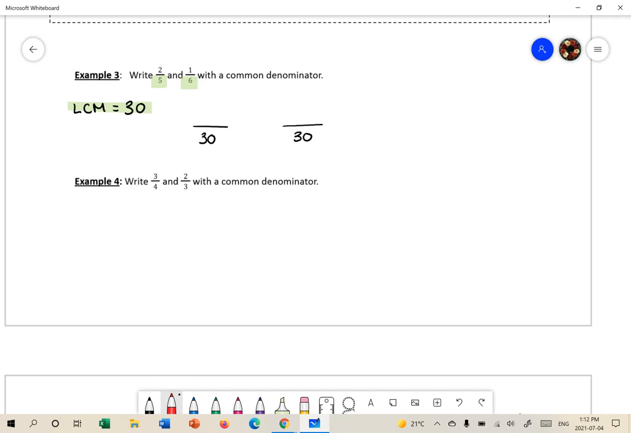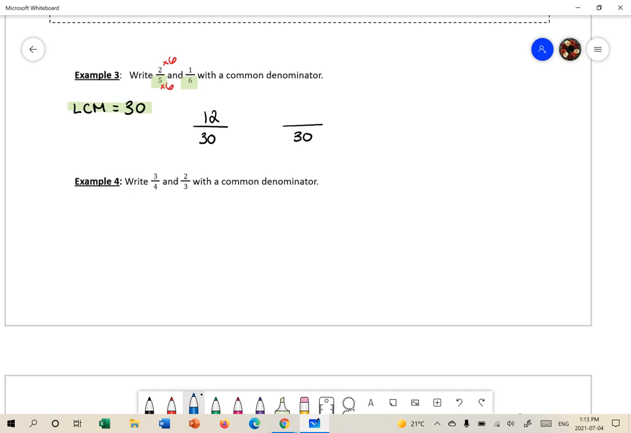So what did I do to the first denominator, 5, to get 30? I multiplied it by 6. Because I multiplied my denominator by 6, I'm going to now multiply my numerator by 6 as well. So 2 times 6 is 12. So 2 over 5 is equivalent to 12 over 30.